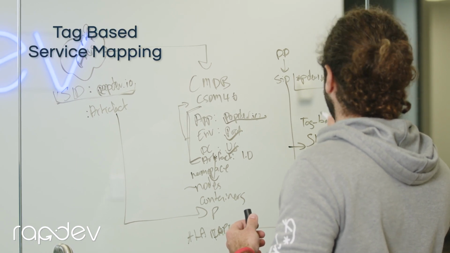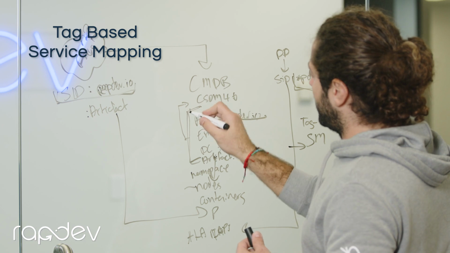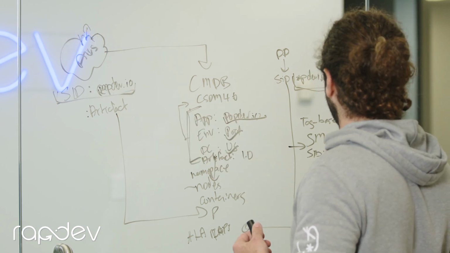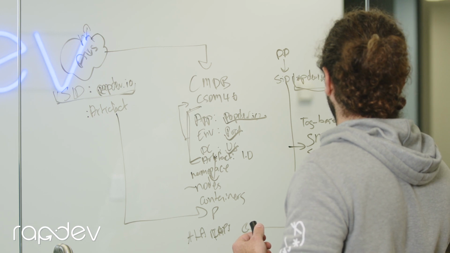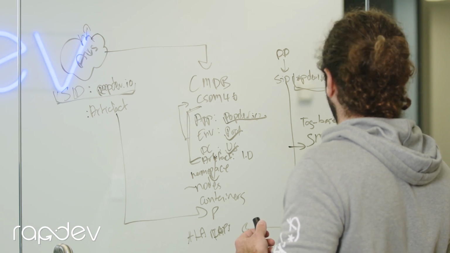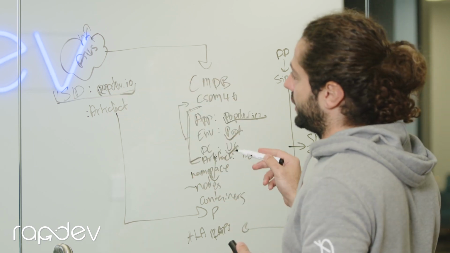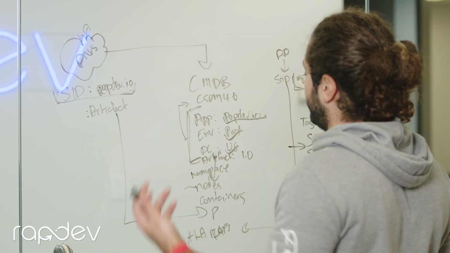Service mapping. The same tags represented here, here, and here are going to follow into your tag-based service map. So we're going to have another tag-based service map of rapdev.io. So now we've run through service mapping, we've run through AIOps and HLA, and we've talked about how discovery works within the cloud. The last thing we're going to do is the self-healing model.